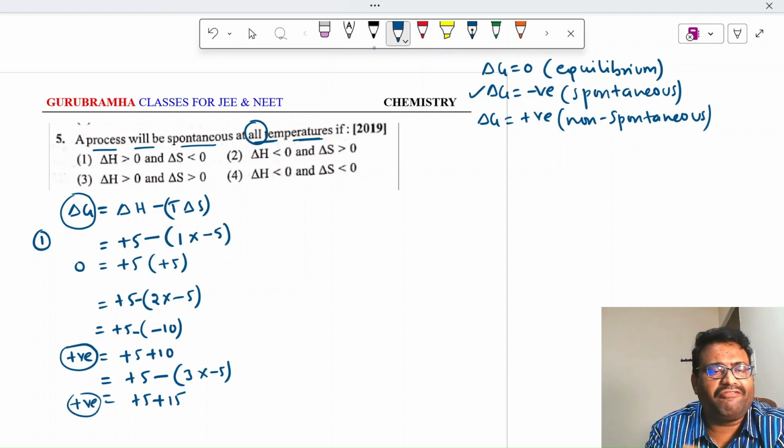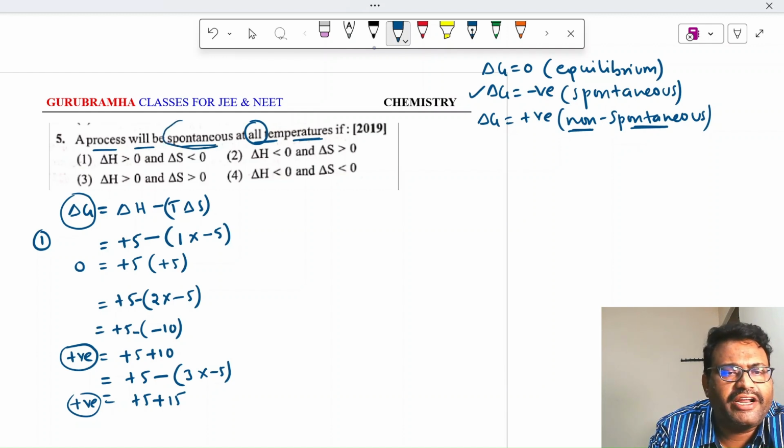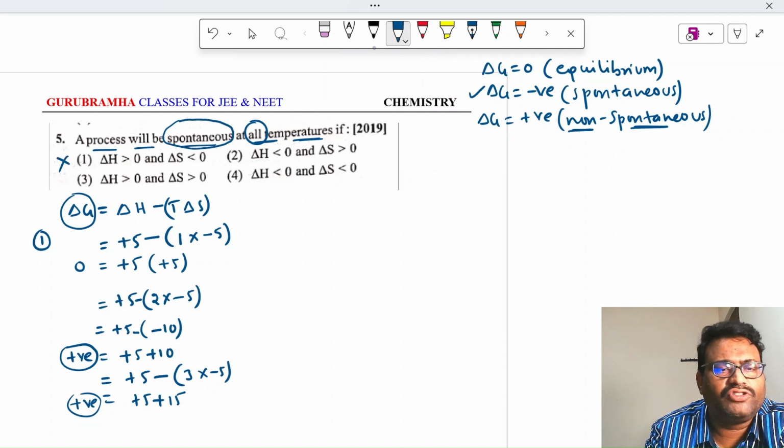So here first condition will not be applicable at all temperatures. If you go on increasing the temperature or if you go on decreasing the temperature, what happens? Delta G will be positive. If delta G is positive, then it will be what? Non-spontaneous. Asked is spontaneous. Okay. So this will not be the correct answer. So let us go with the second option.